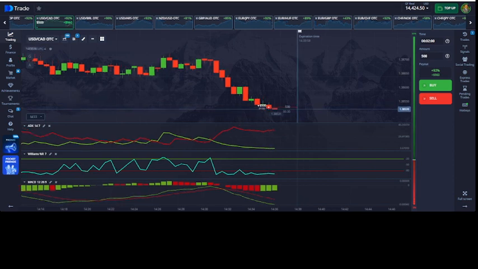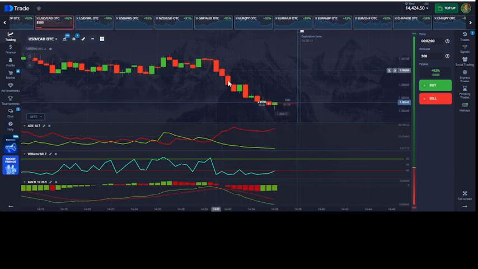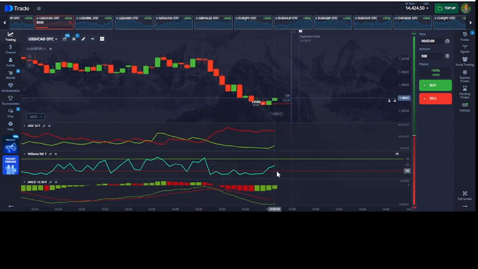Okay, so I'm on the USD CAD OTC pair, and I just took a sell trade. Similarly to the previous trade, with the price action we're beginning to see a strong bearish trend starting to occur, and then the ADX indicator is showing us a growing divergence between the lines here, if you notice. Thirdly, we have the Williams percent R holding steady below the minus 80 line, which tells us that the strength of the bearish trend is still relatively strong.